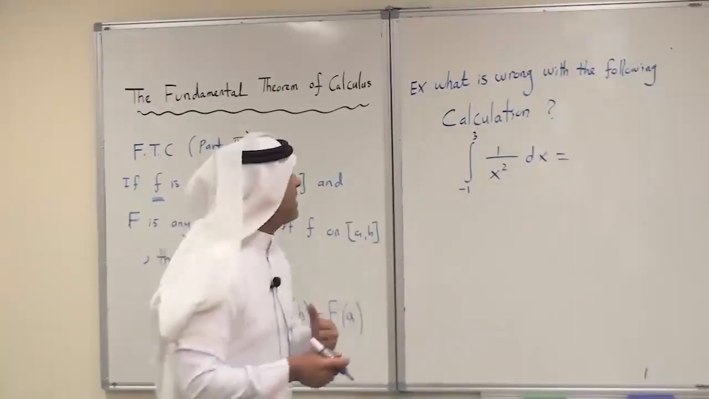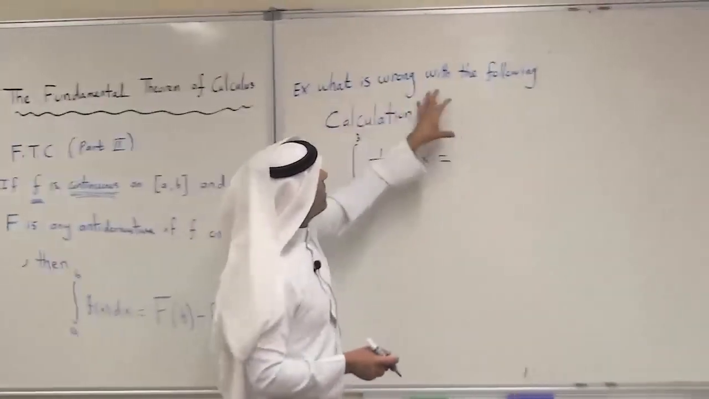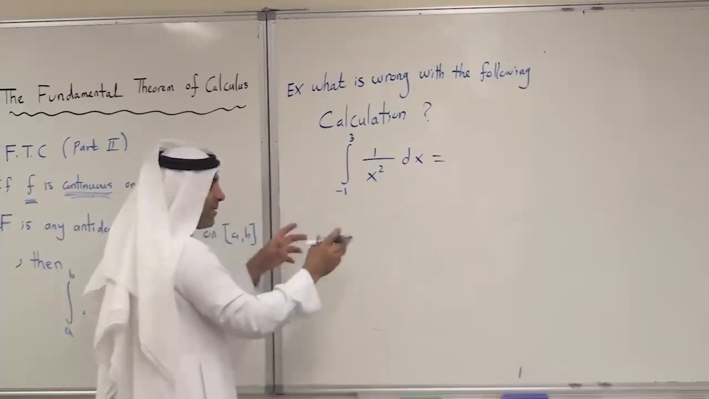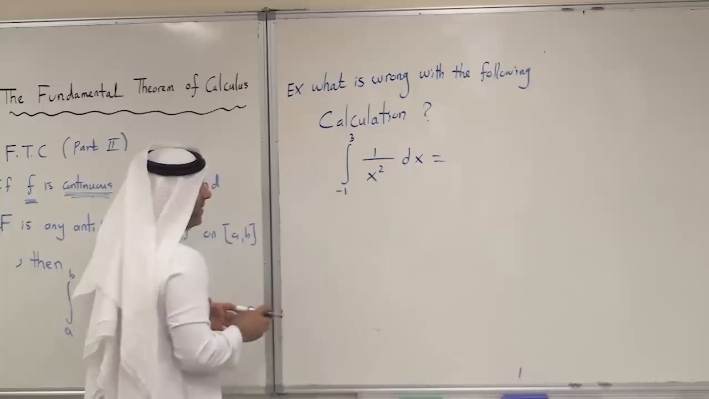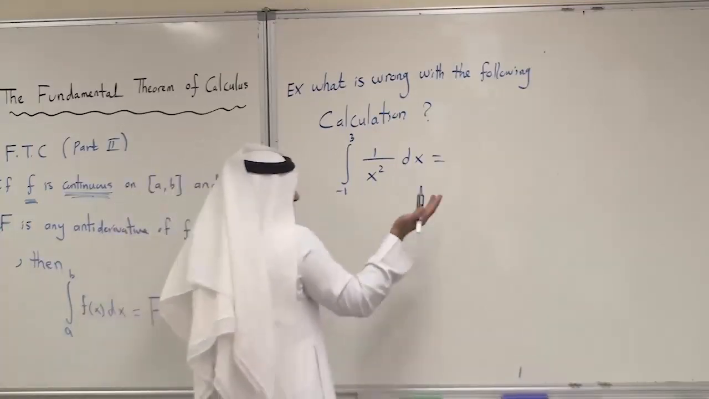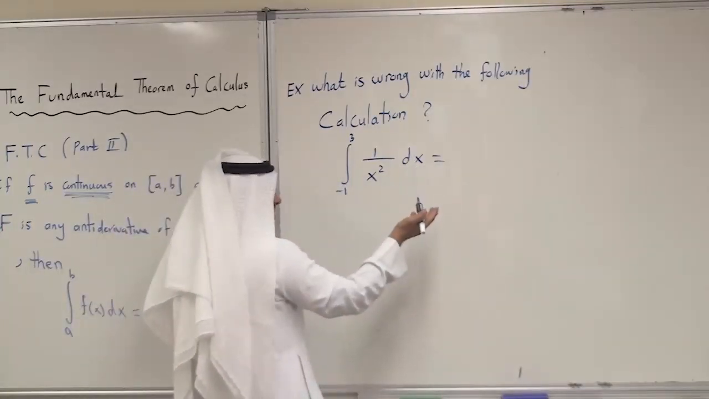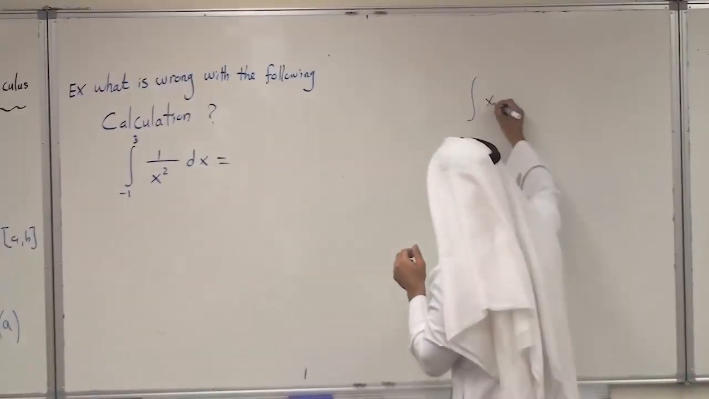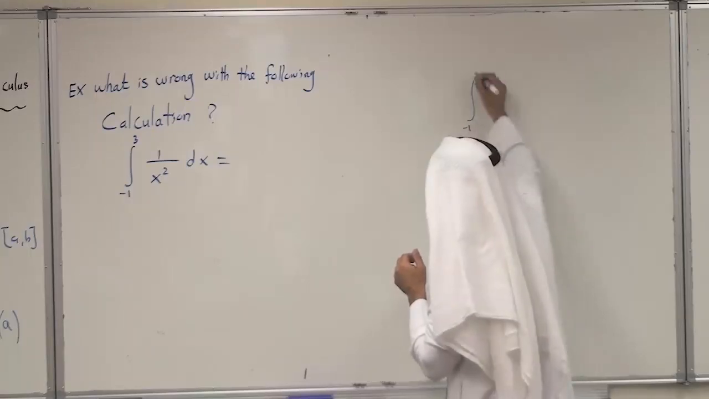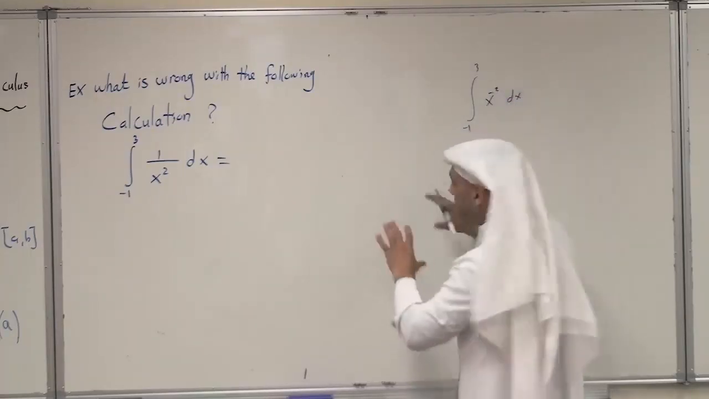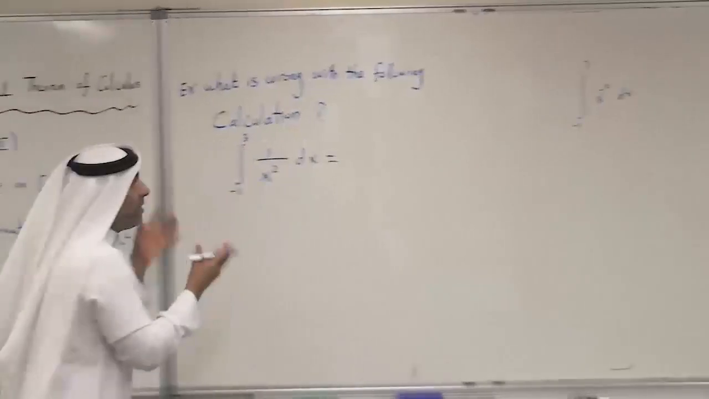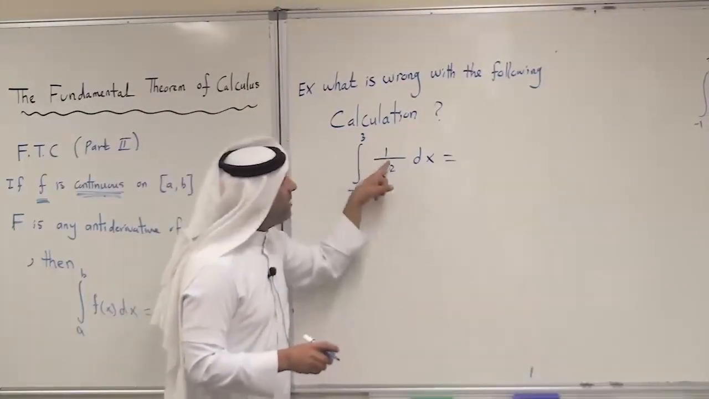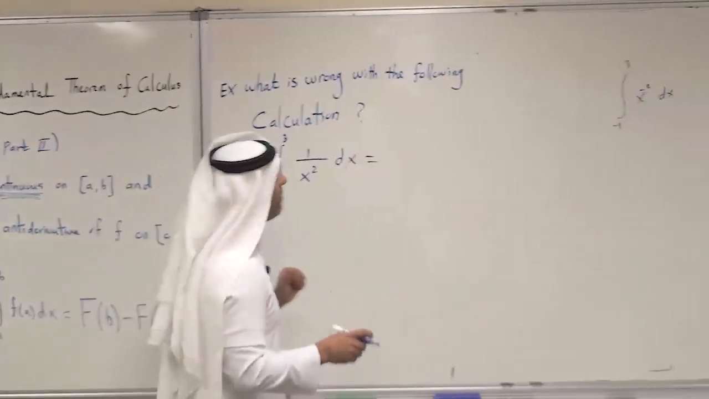Now let us see this exercise here. It says, what is wrong with the following calculation? I will start from the beginning to the end and we will see what the wrong step is. I assume someone asked me to integrate this, and what we have here is just the integral of x to the power minus 2 from minus 1 to 3 dx, okay? So I will say, according to the fundamental theorem of calculus, what I need to do is just find the antiderivative of x to the power minus 2.